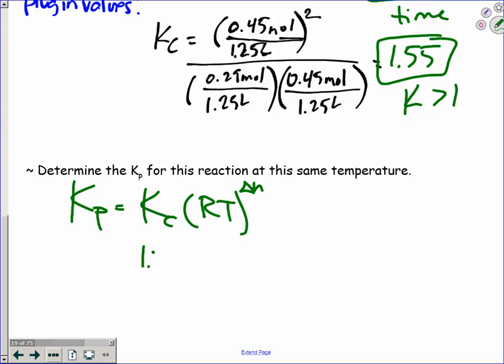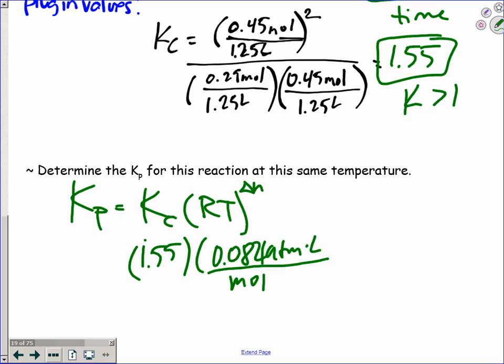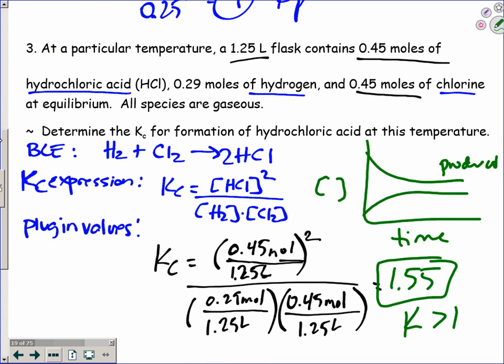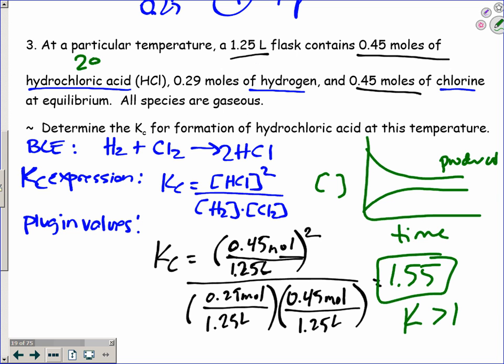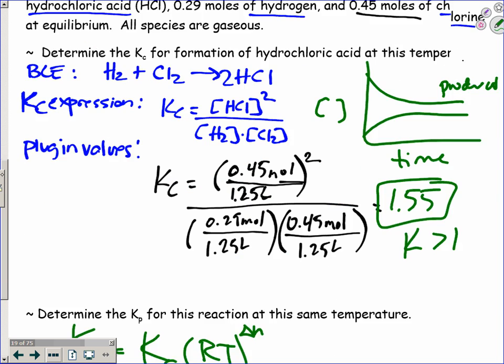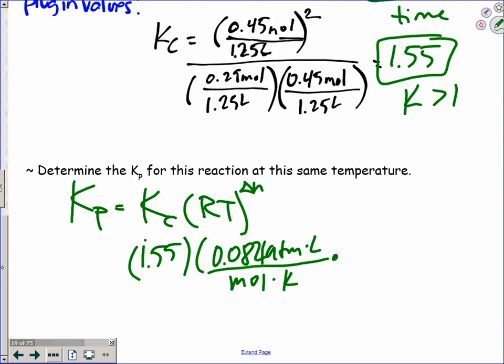So we know the KC is 1.55. We know the R is 0.0821 atmospheres liters per mole K. We know the temperature. What was the temperature here? Oh, that's right. That's why I didn't give it to you, because it's 0. At a particular temperature of 200 Kelvin, if I gave you a data point, you would be plugging that in here. So if it was 200 Kelvin, you would raise all of this to the delta N.